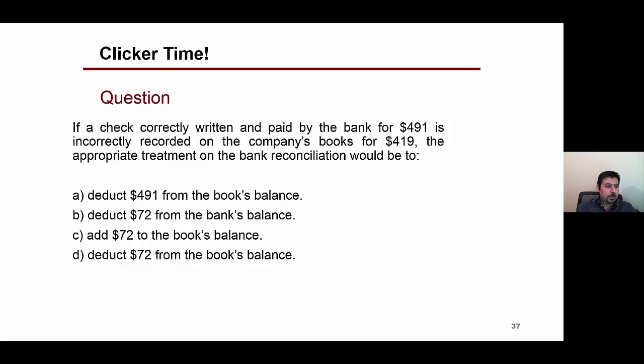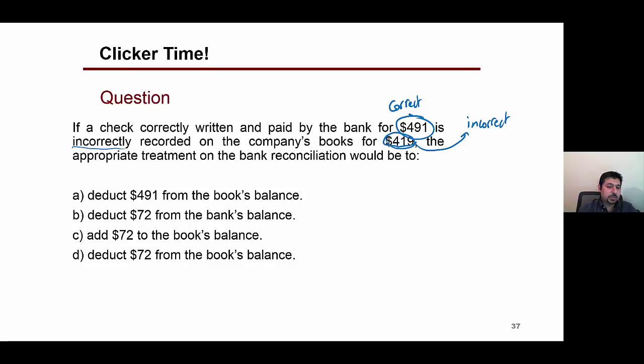This is another example where we have an error in recording a check. The check was correctly written by the company and correctly paid by the bank for the amount of $491. So this is the correct amount, but it was incorrectly recorded by the company as 419. So this one is incorrect.